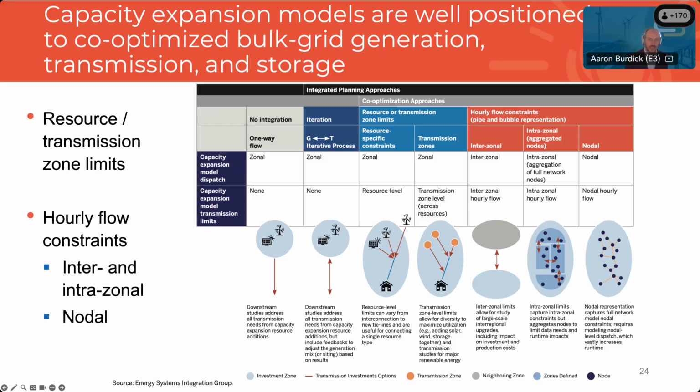And then the second column here is looking at a two-way flow of information. So here we have a generation plan. It may still be like a zonal coarse dispatch, but you pass information so you can run your expansion, do a transmission analysis, put that back into the generation expansion.